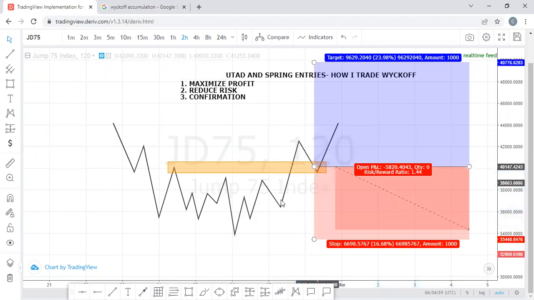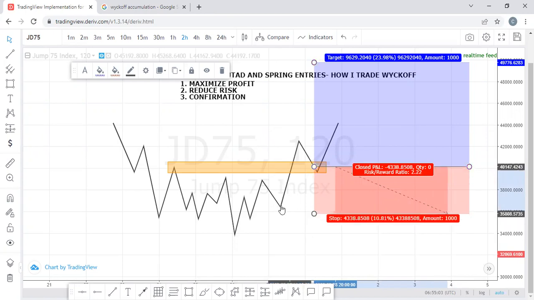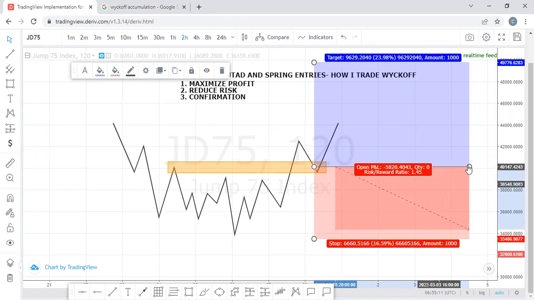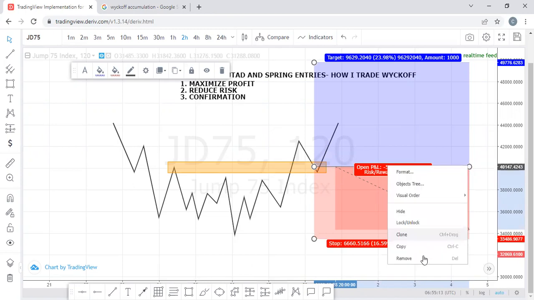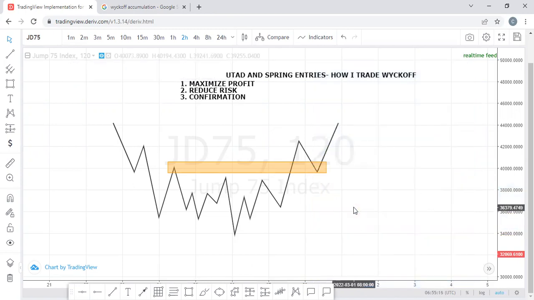Some people will say, okay, this is a low, let me take my stop loss here. Some people will say, let me use a stop loss here. But the best stop loss is at this particular low here, and that should be here. So you're having a large stop loss. That is why I devised the means of making my entry at the UTAD, at the spring, right?